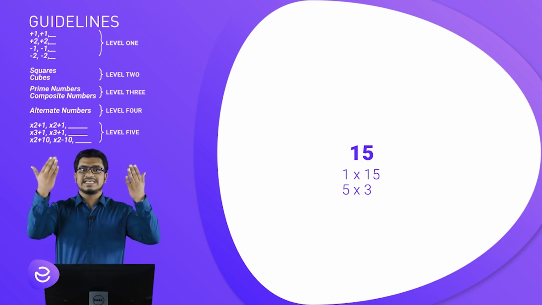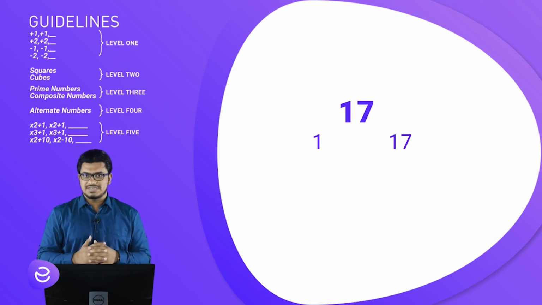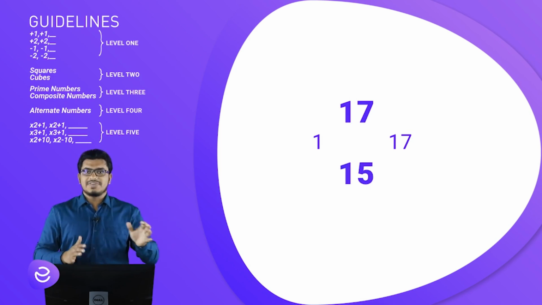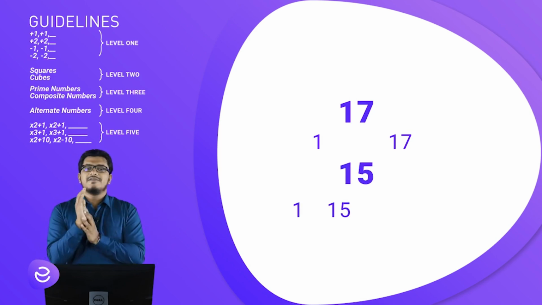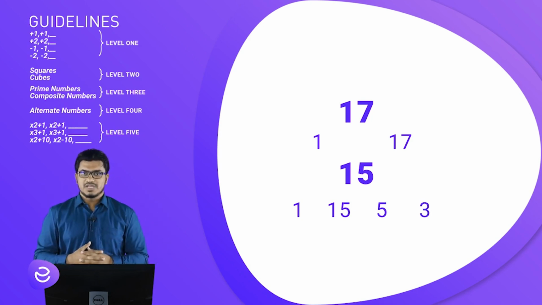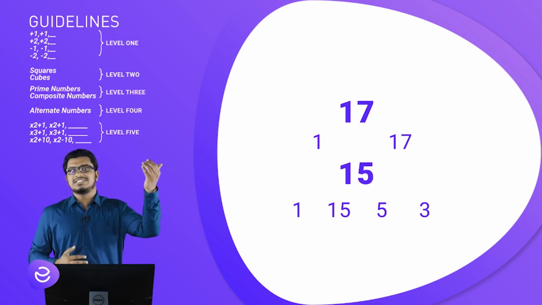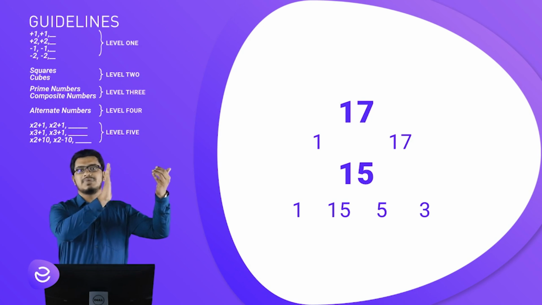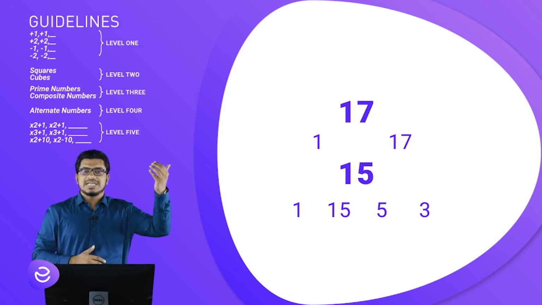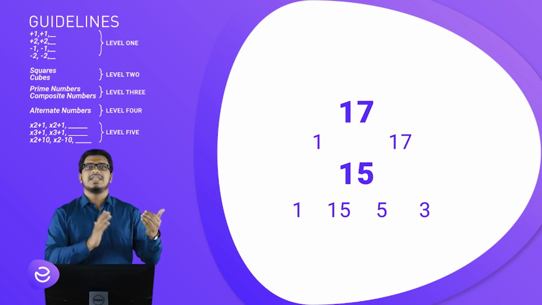So in the earlier case, in 17, you get 1 and 17 as the factors of 17. But in the case of 15, we have 1, 15, 5 and 3. All these 4 numbers are the factors of 15. So 17 is a prime number because it has the factors only 1 and that number itself, 1 and 17. In the case of 15, we have more factors other than 1 and 15. We have 1, 15, 5 and 3.